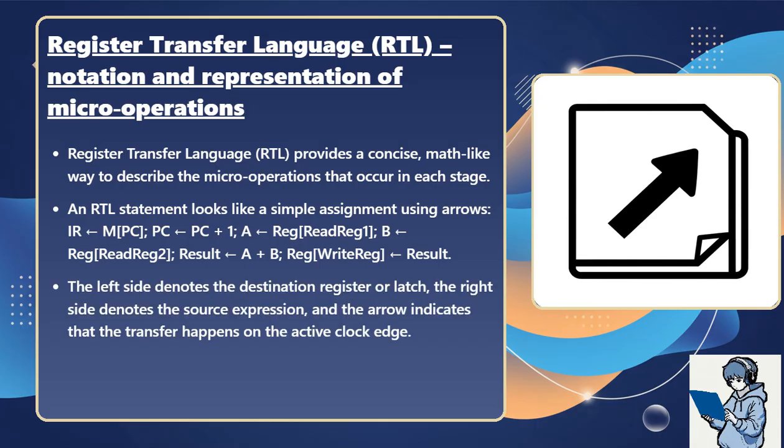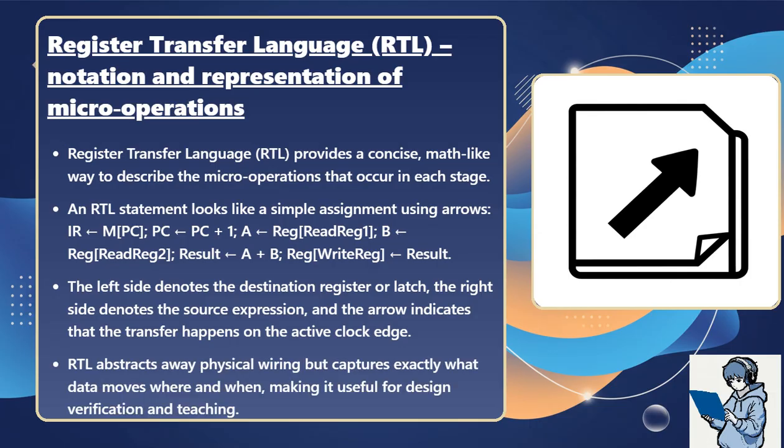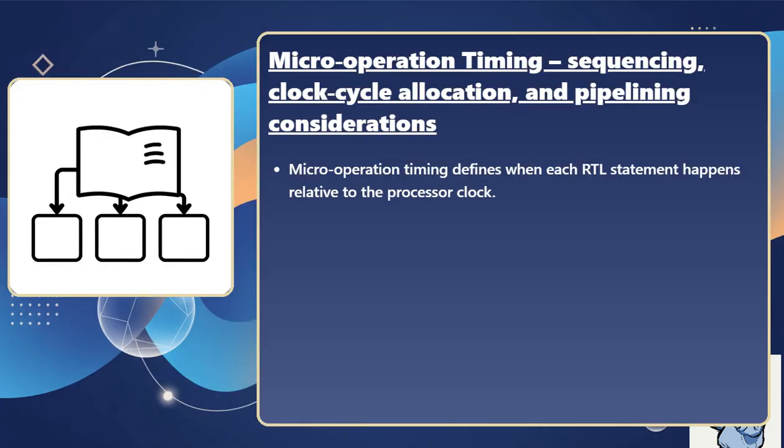The left side denotes the destination register or latch, the right side denotes the source expression, and the arrow indicates that the transfer happens on the active clock edge. RTL abstracts away physical wiring, but captures exactly what data moves where and when, making it useful for design verification and teaching.